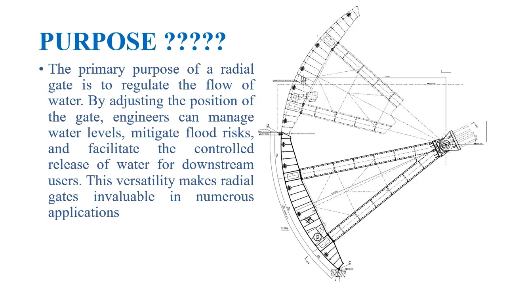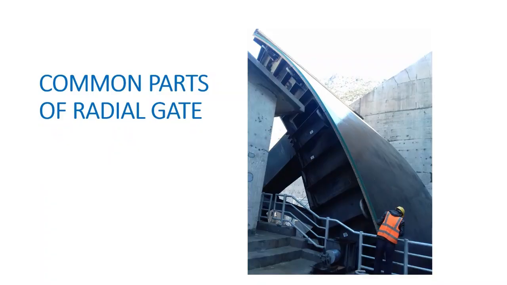The primary purpose of a radial gate is to regulate the flow of water. By adjusting the position of the gate, engineers can manage water levels, mitigate flood risks, and facilitate the controlled release of water for downstream users. This versatility makes radial gates invaluable in numerous applications. Let's take a look at common parts of a radial gate.